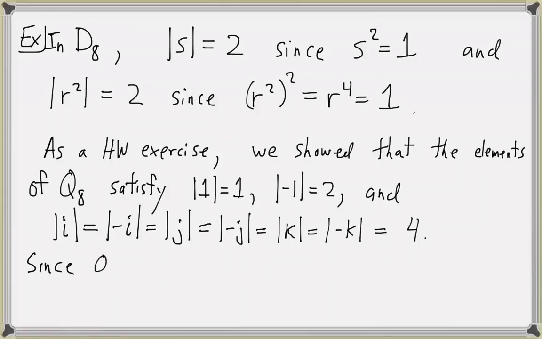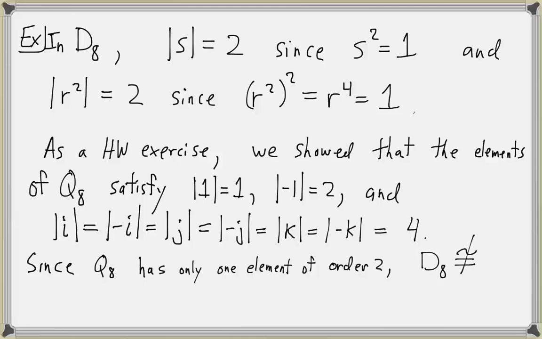So since the quaternions have only one element of order 2, we see that D8 cannot be isomorphic to Q8. So even though these are two non-abelian groups of order 8, they're actually not isomorphic, because if we had an isomorphism phi, phi of s would have order 2, and phi of r squared would have order 2 in the quaternions, which is impossible.